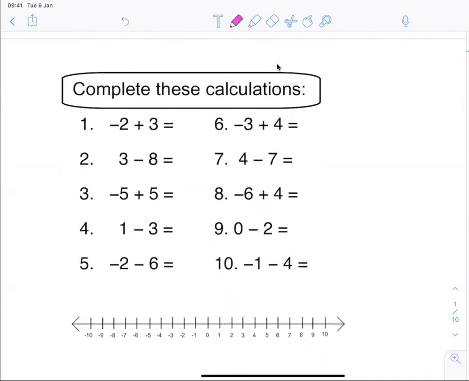Okay, and just to check your answers, now that you've done them, you should have 1, -5, 0, -2, -8, 1, -3, -2, -2 again, and -5. Okay, so if you got all of those right, you're definitely ready to move on to the next step, which is to start to think about negative numbers and multiplication.